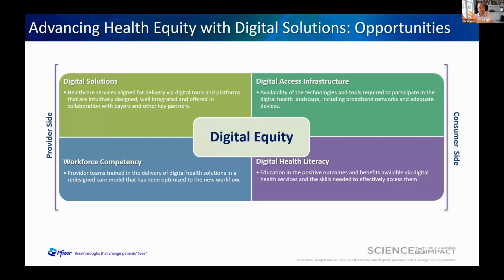And if you look at the consumer side, it means facilitating digital access infrastructure, the availability of technologies and tools required to participate in the digital health landscape, including broadband networks and adequate devices. And of course, focusing on digital health literacy, which is education in the positive outcomes and benefits available through digital services and the skills needed to effectively access them.